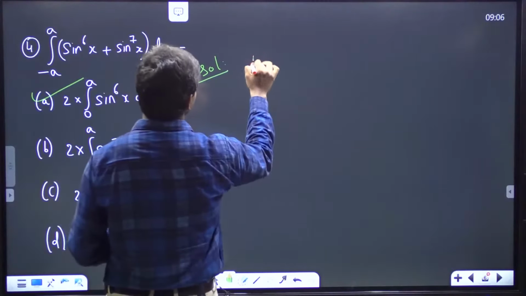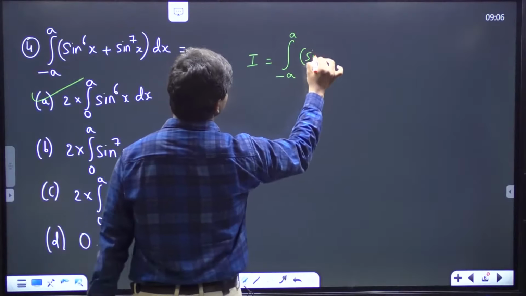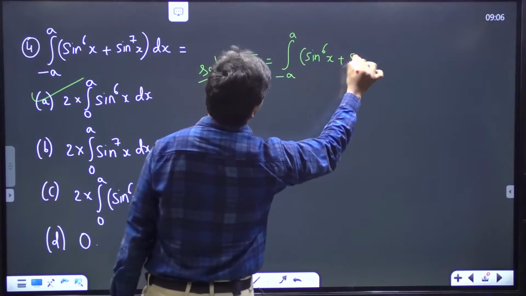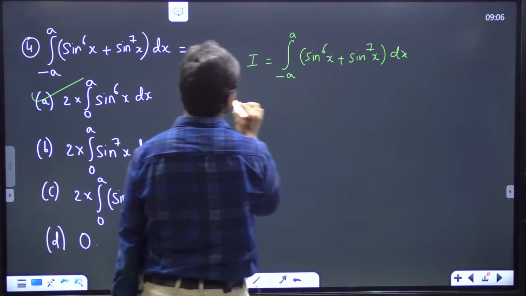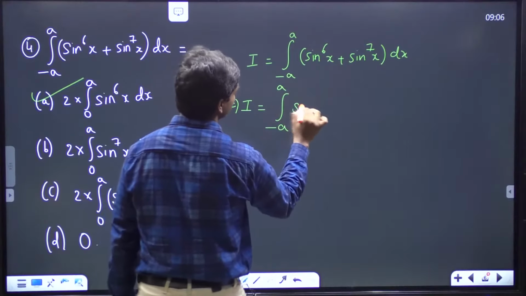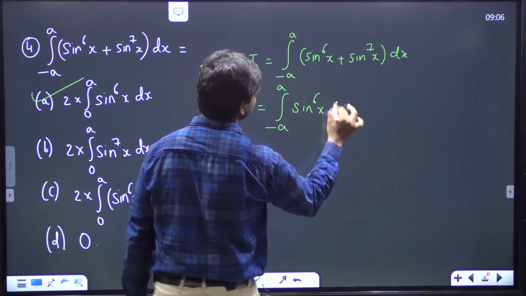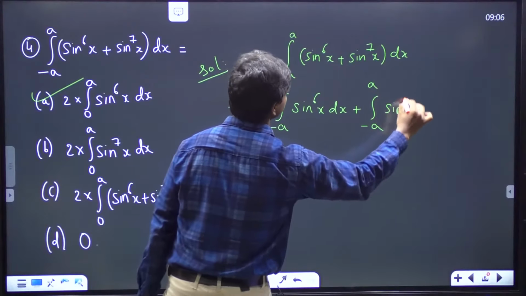Now, what's the question you have? I is equal to the integral from minus A to A of sine power 6x plus sine power 7x dx. Correct? So this implies I is equal to, can we split this integration, minus A to A sine power 6x dx plus the integration from minus A to A sine power 7x dx.